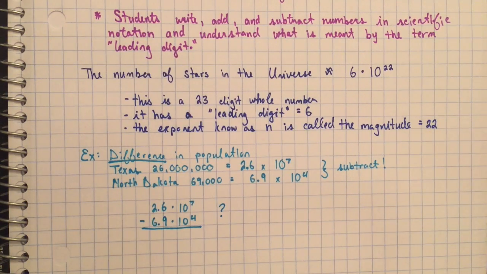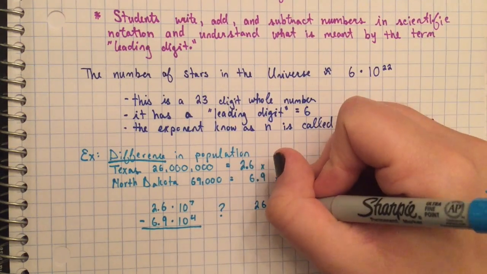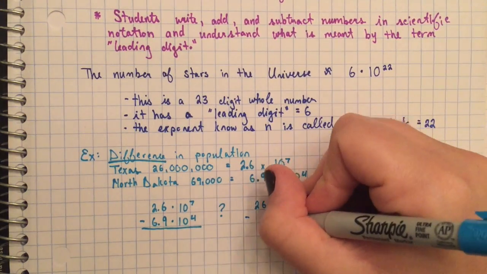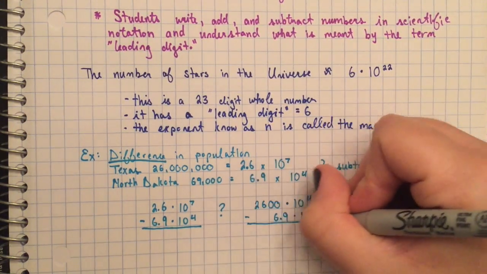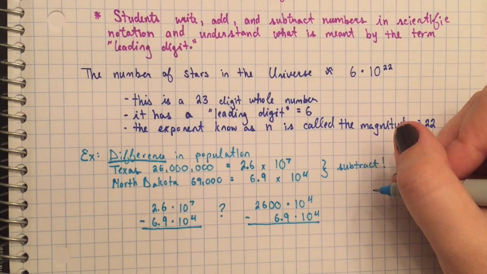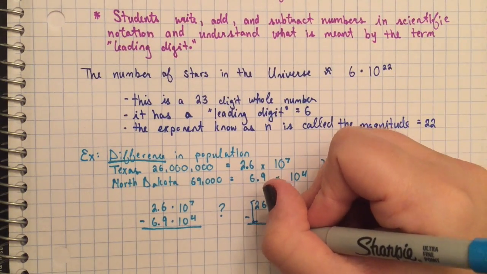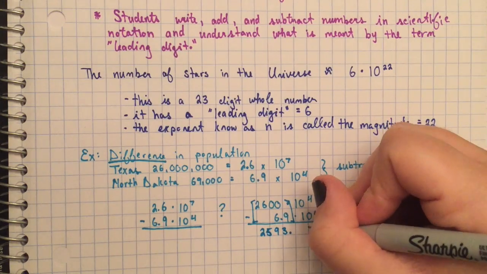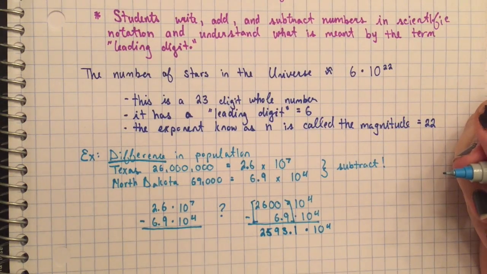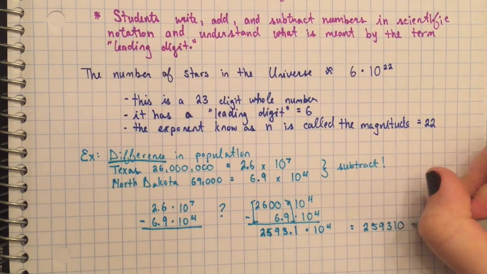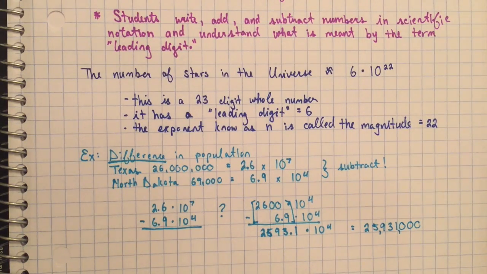Now the tricky thing about this form is that my tens are representing different powers. And really, I want them to have the same power. So I'm going to rewrite that 2.6 to be 2,600. It includes 3 more digits, which means now I can write it as 10 to the 4th and still get the same value. And then I keep that 6.9 and subtract. So I get 2,593.1 times 10 to the 4th power, or an approximate solution of 25,931,000.